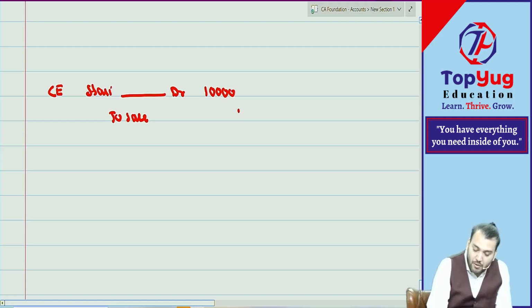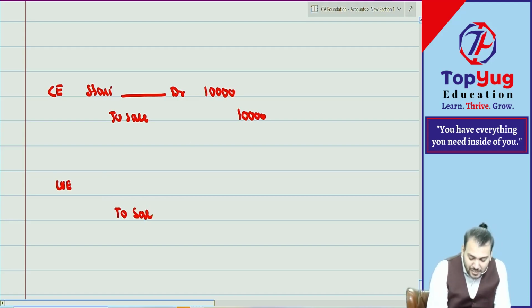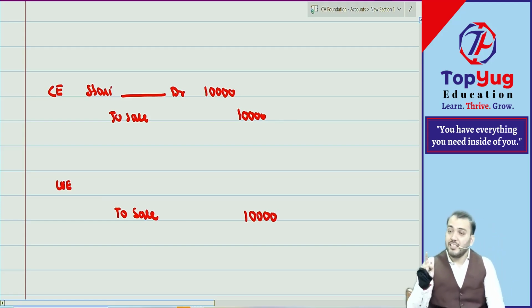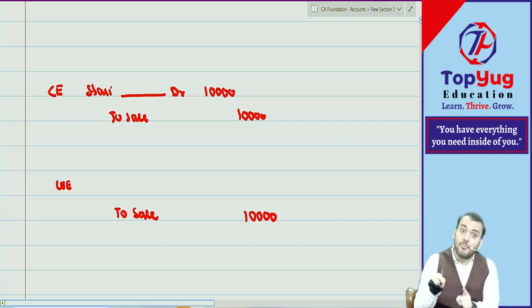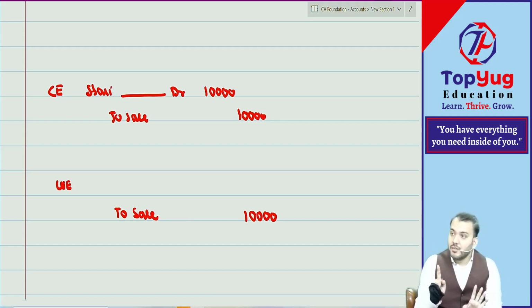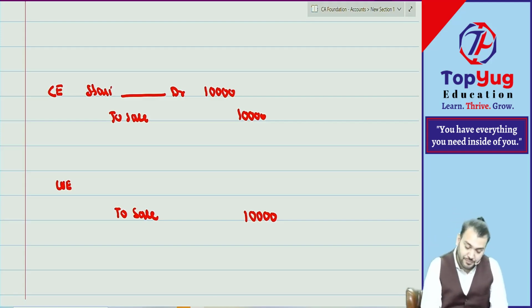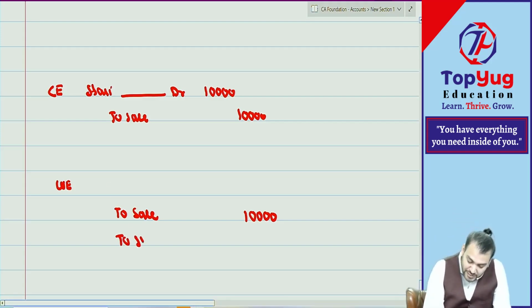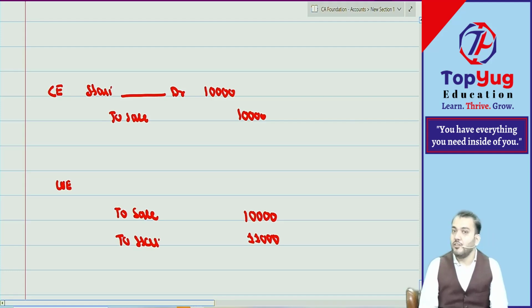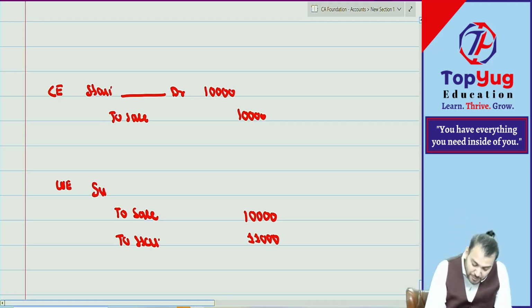10,000. Now, in the wrong entry, is the sales account wrong? The sales account is correctly recorded, and the amount is also correct. I said it is wrongly recorded in hurry account with the amount also wrong. Hurry account, by mistake, was credited with 11,000. Means suspense account is debited by how much? Suspense account was debited by 21,000.